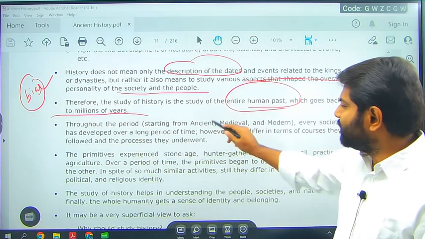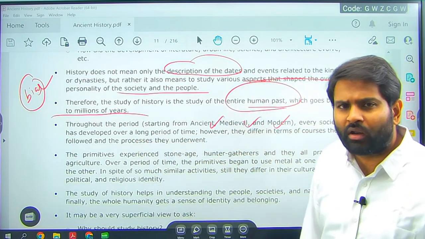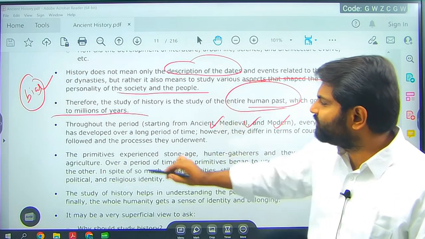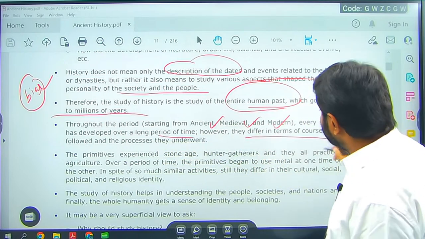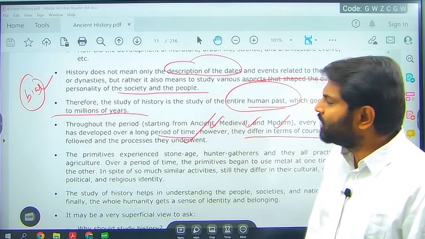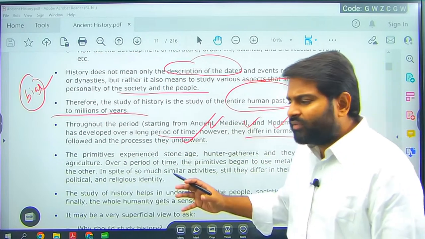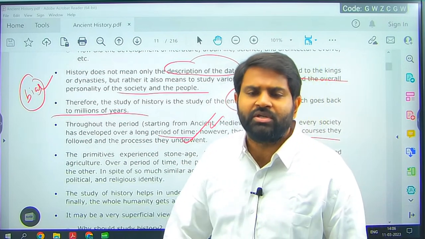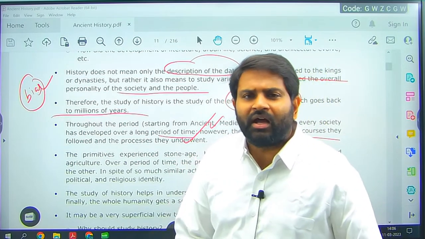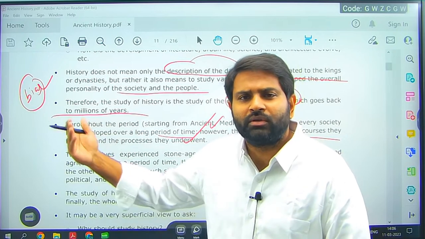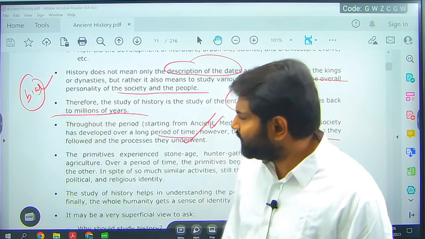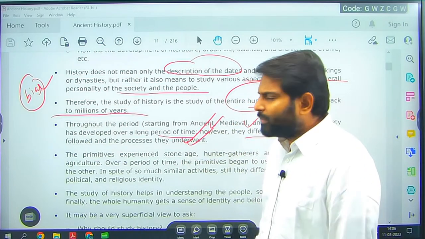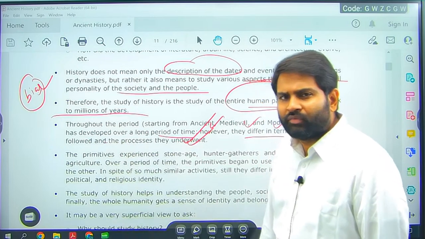Based on the chronological sequence, we have divided history into ancient, medieval and modern. Every society has developed over a long period of time, however, with different courses they followed and processes they underwent. For example, if you talk about administration, we'll talk about Mauryan administration, then Mughal administration, then British administration, then Indian administration. To understand the evolution of Indian administration, you need to look back. Likewise, this is very important. What are the different processes and the set of patterns they have followed? That we need to remember and understand.